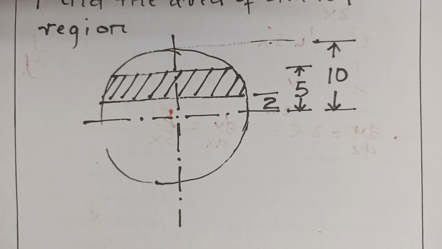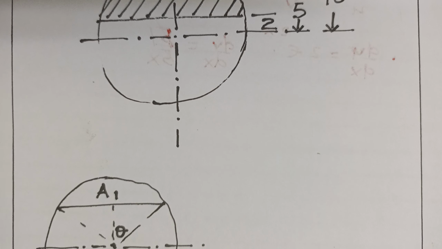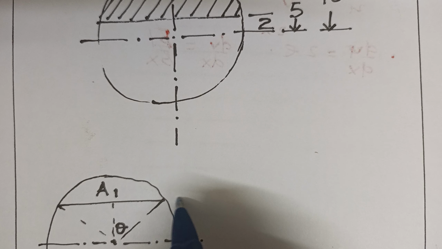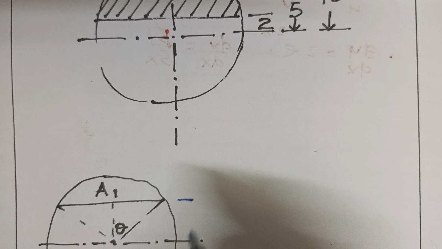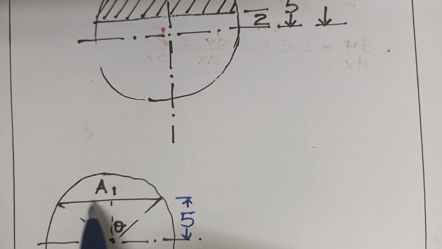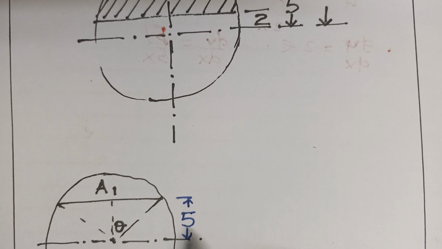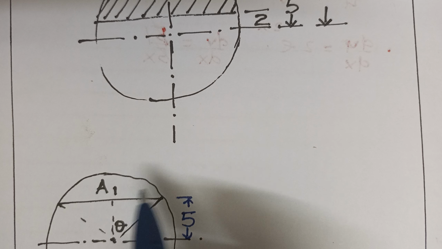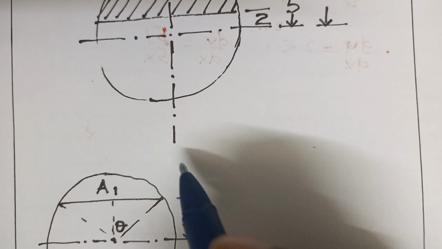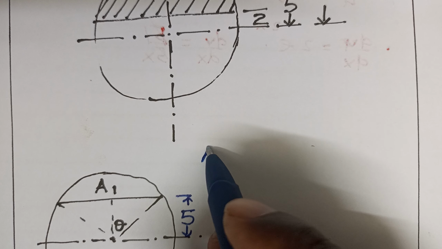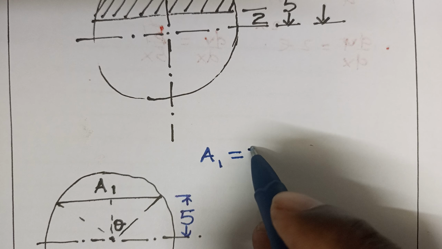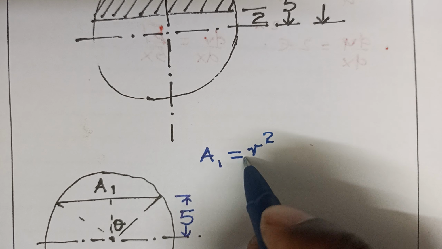The first thing we are going to look at is the area A1, that is the area above the chord which is 5 units away from the center. So this is the chord which is 5 units away from the center, and we can use this equation to get the area A1. We shall have this equation: r squared all over 2.